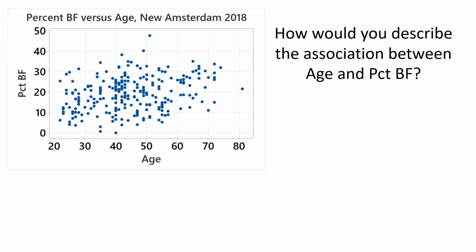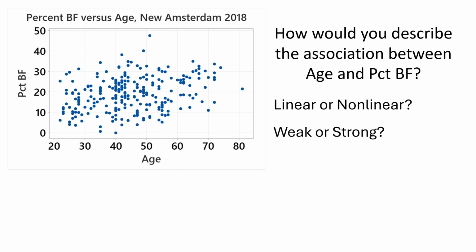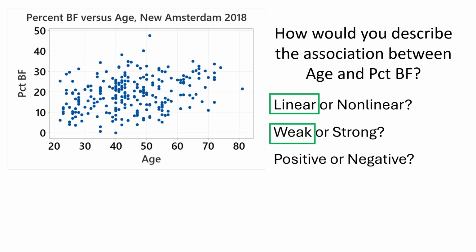First of all, how would you describe the association between age and percent body fat? Looking at the scatter plot, we need to judge whether there's a linear or nonlinear trend, whether that trend is weak or strong, and whether it is positive or negative. Here, there is clear evidence of a linear trend such that as age increases, the percent body fat increases in a linear fashion. So linear trend, but it's very weak because there's a lot of scatter in this data. And the slope of the trend is positive.